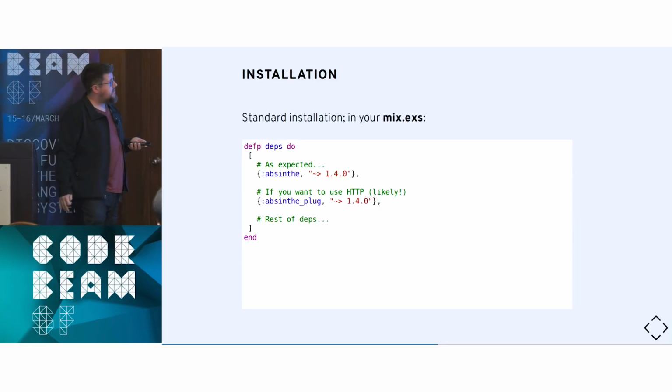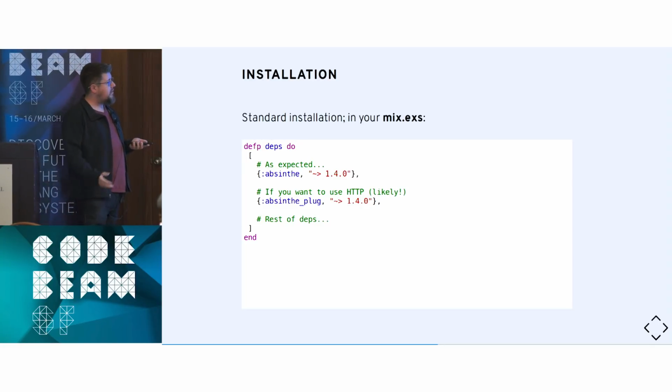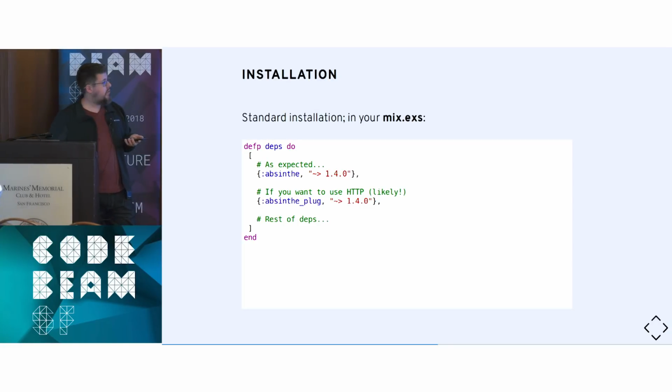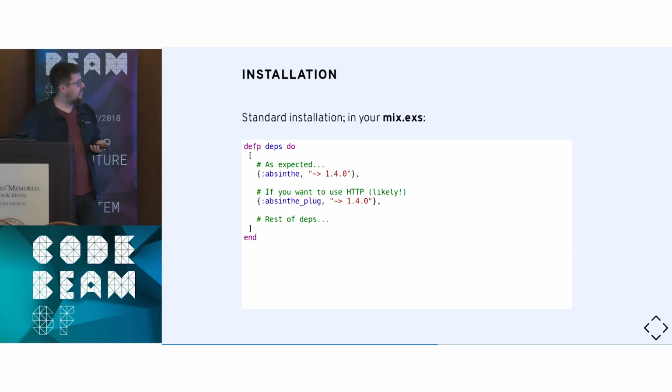You could just drop in Absinthe Plug and not even list Absinthe, because Absinthe is a dependency of Absinthe Plug. But I like to be thorough. I like to have both of them in. You're probably not going to use Absinthe without Absinthe Plug unless you're building something really interesting. And if you do, you should let me know. Like a client. I would love it if someone built a client, so I don't have to.